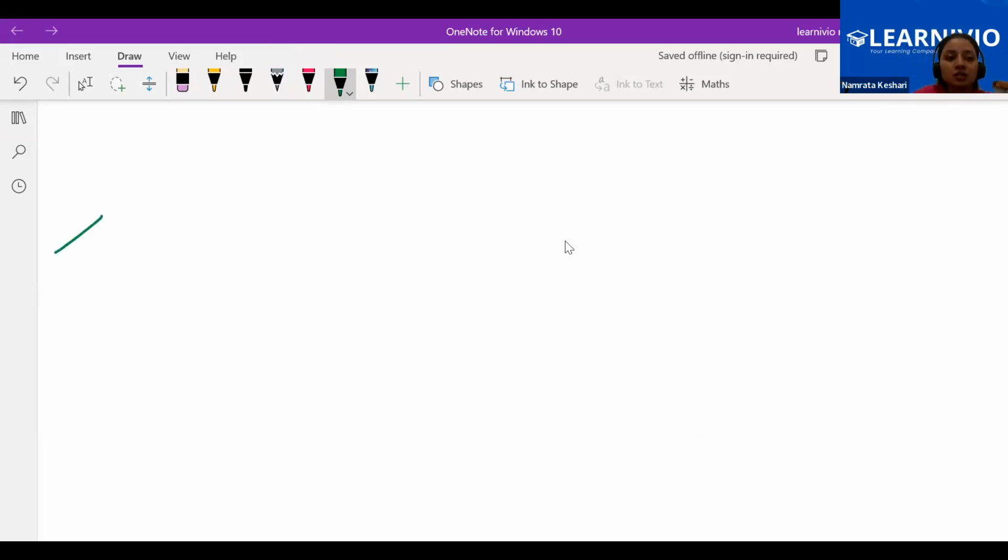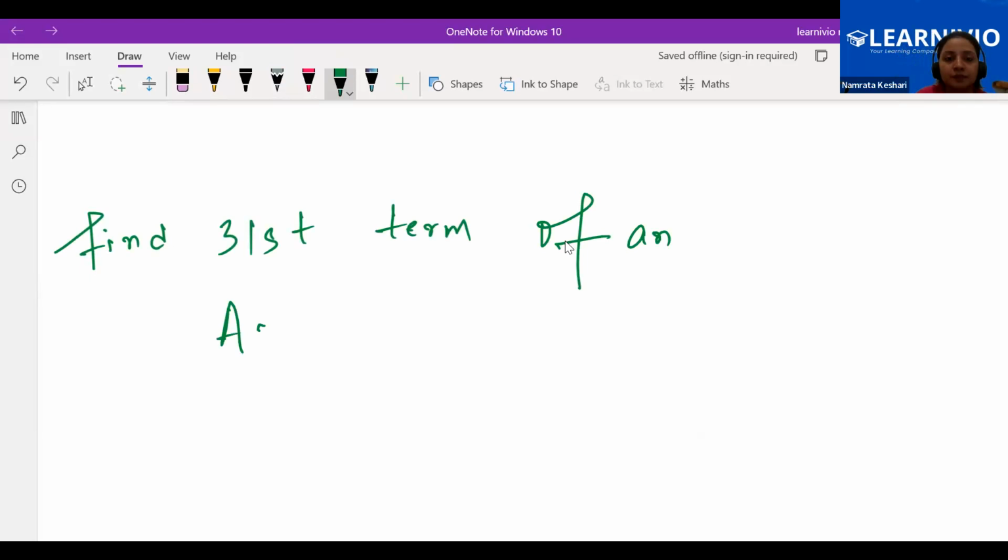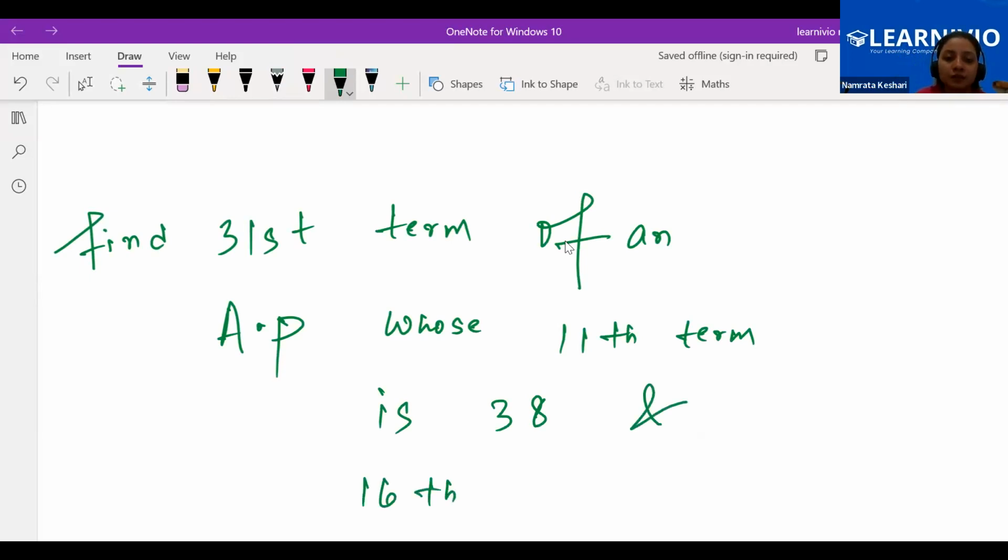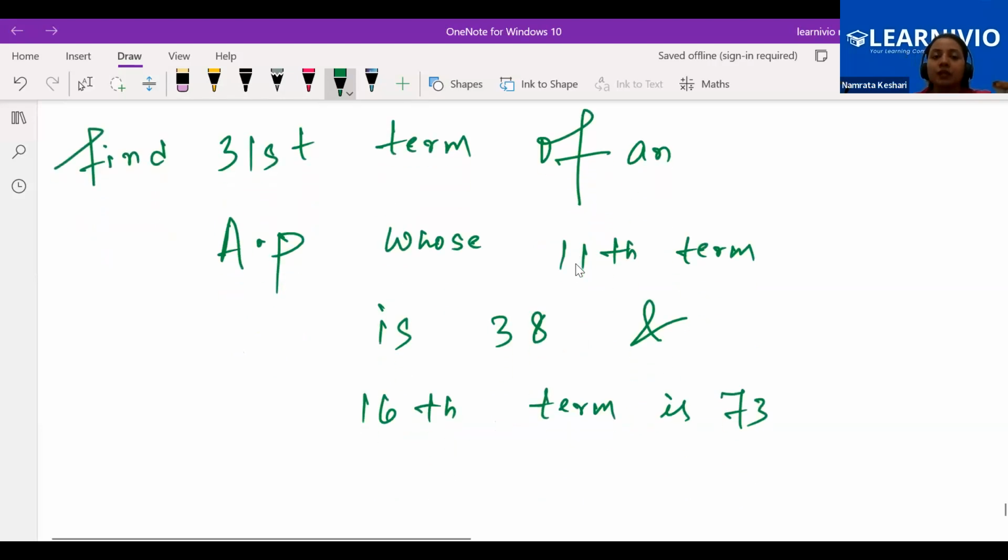Now the next question is: find the 31st term of an AP whose 11th term is 38 and 16th term is 73. Find the 31st term of an AP whose 11th term is 38 and 16th term is 73.